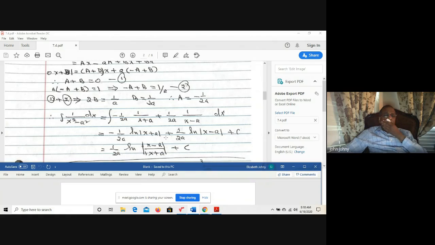Recall a property of logarithms. So it is going to be 1 over 2a natural log of x minus a divided by x plus a. Of course, absolute value must be there because the argument of natural log cannot be negative. So plus constant of integration. So hereafter, you may use this result whenever necessary.